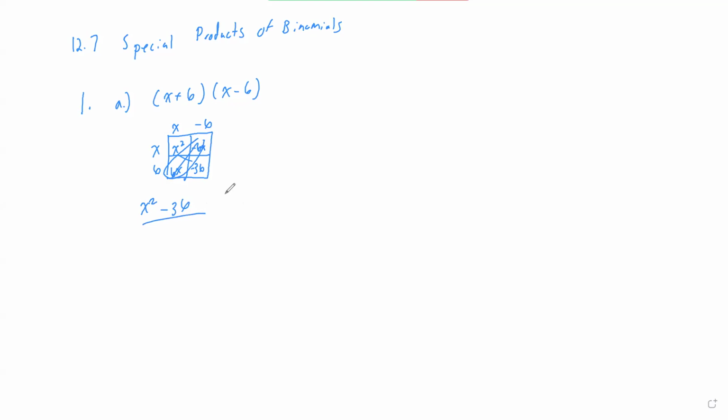So if you can identify that the binomials are exactly the same, but the only difference is that the sign in the middle is different, then I could just do the first term and the last term and be done. So x times x would be x squared.